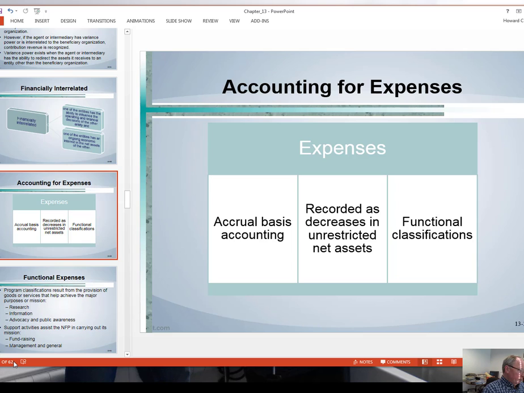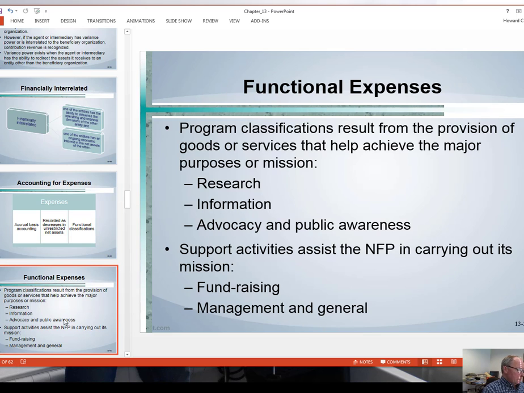Functional expenses. There's a lot of slides here. We're not going to go through all of them by any means. These are some examples of functional type expenses: research, information, advocacy. They're program related, and then the support.